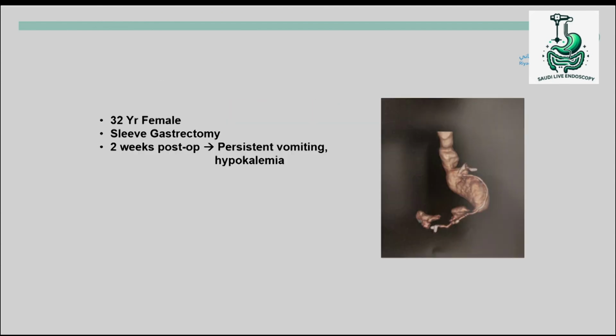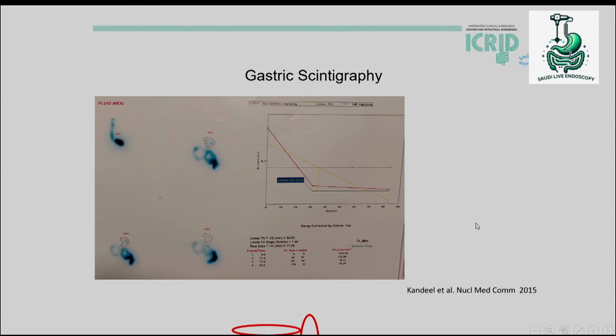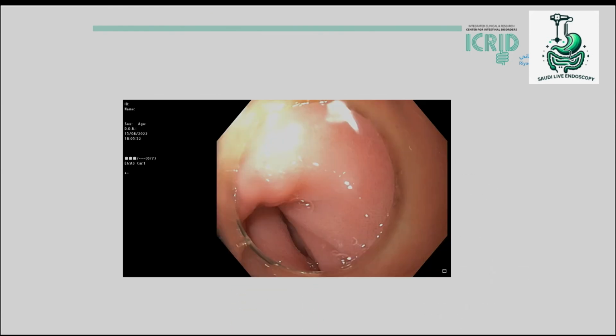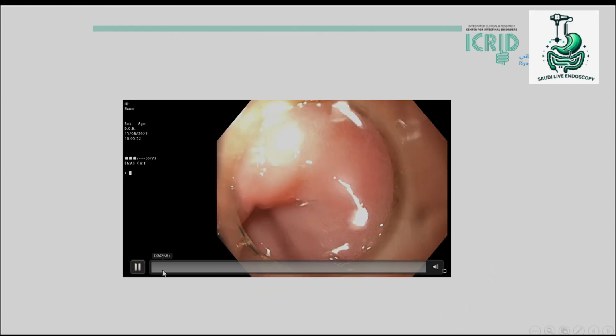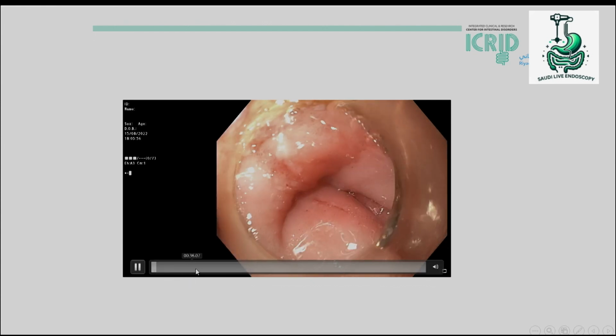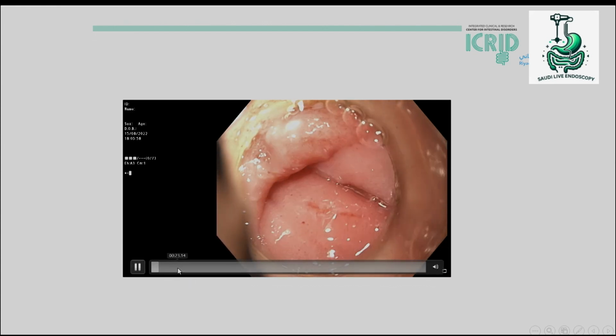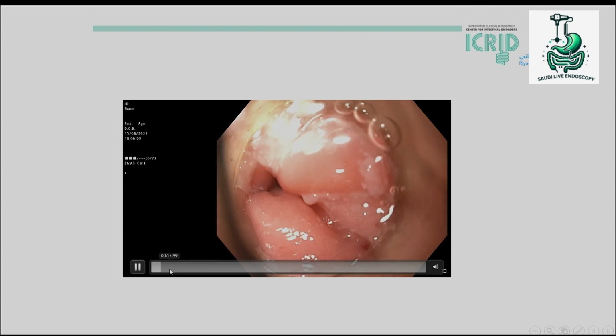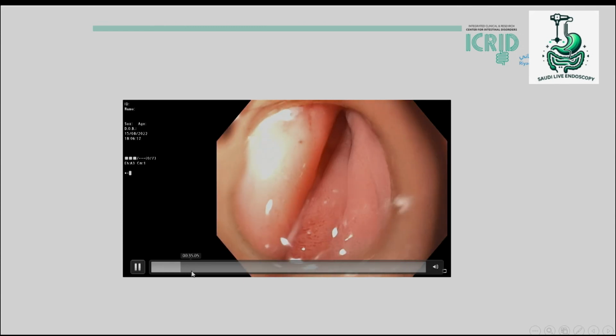This is another patient who had a sleeve gastrectomy, who had persistent vomiting and hypokalemia. Gastric scintigraphy revealed markedly delayed emptying, and you can see here why. She has severe pylorospasm, and the antrum is actually very tight. You see we can't pass through the pylorus due to the severe pylorospasm. So what we did here is a G-POEM.